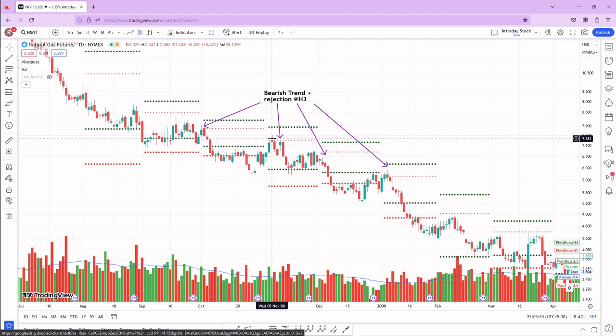These are all concepts without including volume. These are all concepts just by price action and the pivots. This is called price to pivot behavior. With that, we are able to understand this.